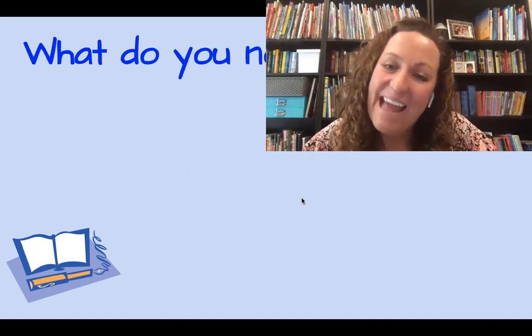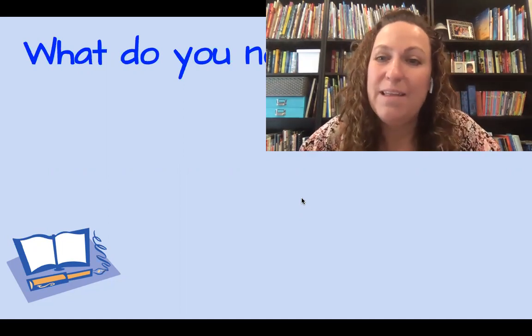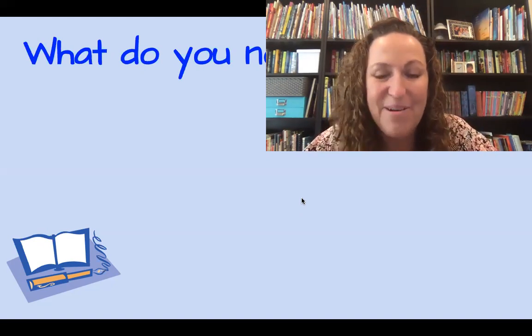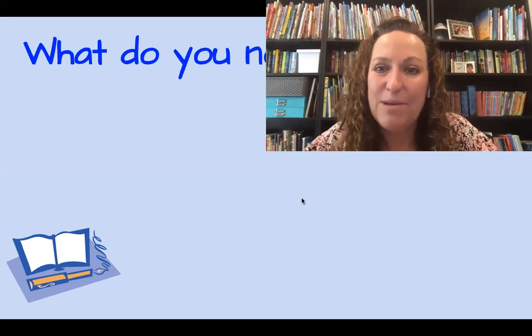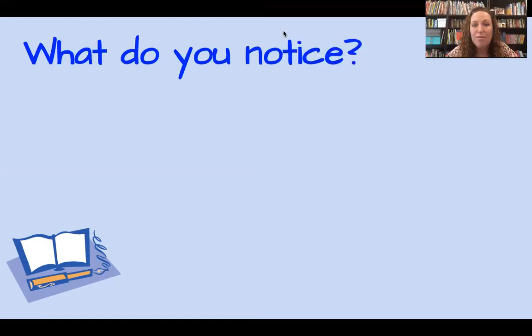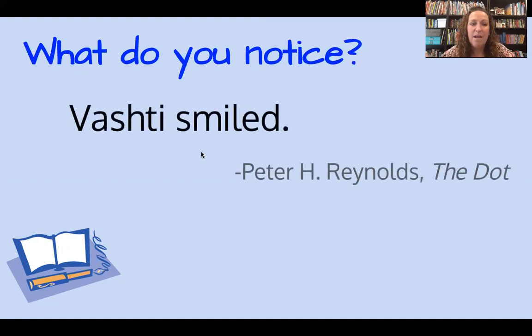And so today we're going to work with the book, The Dot by Peter H. Reynolds. And I hope that you have seen him read it aloud. And I have found a sentence in there that I thought that we could explore. So let's take a look. Here is the sentence. Vashti smiled. Vashti smiled. What do you notice that the writer did in this sentence? What are some things that you notice?